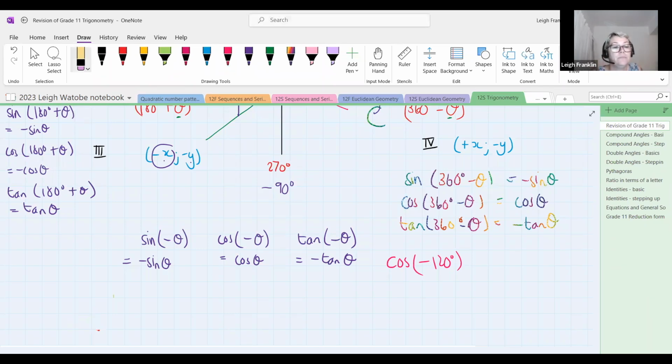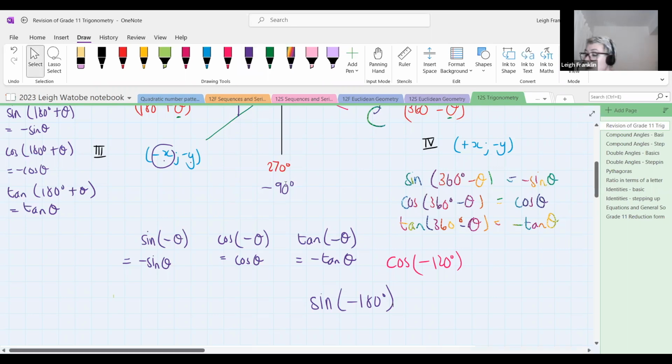So, ma'am, what if it gets reduced by 180, but it's sine, and it lands in the second quadrant? Okay. If we're talking about the best way for you to understand something like sine minus 180, it is to think about it in terms of your graphs.